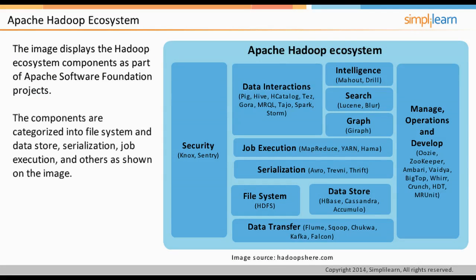The Hadoop ecosystem components have been categorized as follows: file system, data store, serialization, job execution, work management, development, operations, security, data transfer, data interactions, analytics and intelligence, search and graph processing. Click each section of the image to learn more.